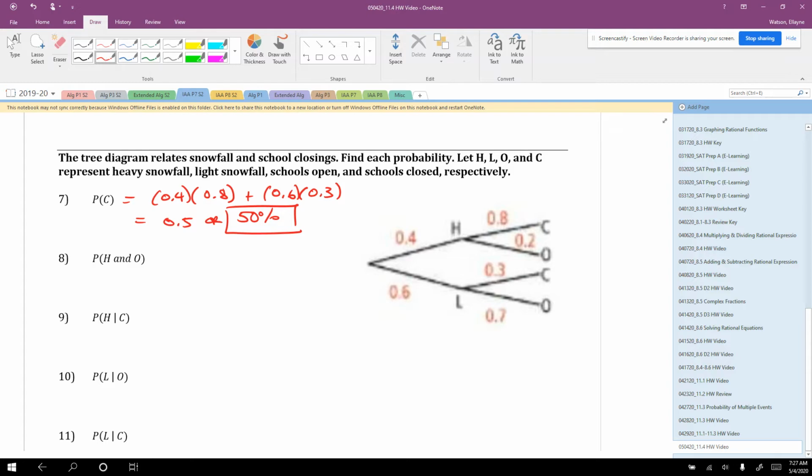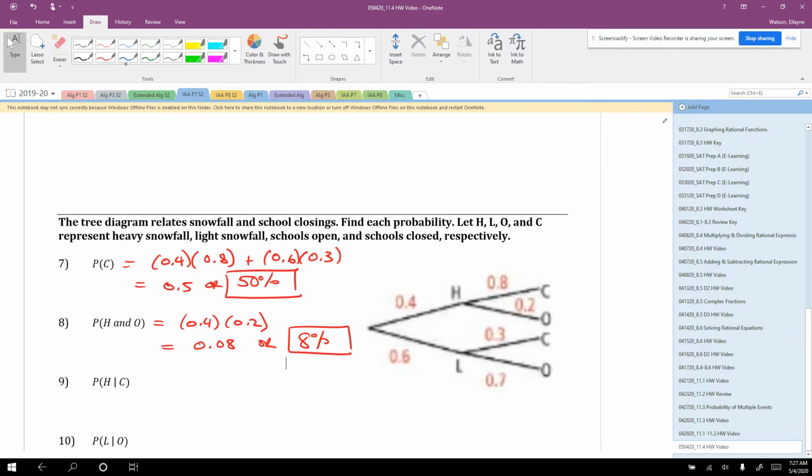Okay, the next one is the probability that it's heavy snowfall and schools are open. So let's look at that. This is going to be heavy and open. So this is 0.4 times 0.2, and we get 0.08 or 8%. Okay. All right. Now the conditionals.